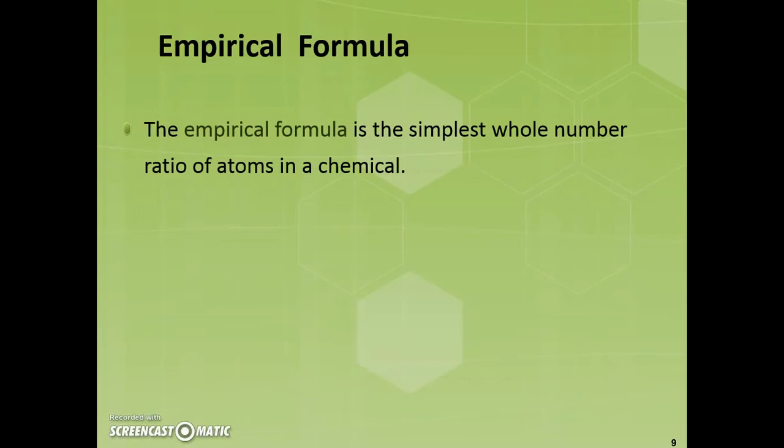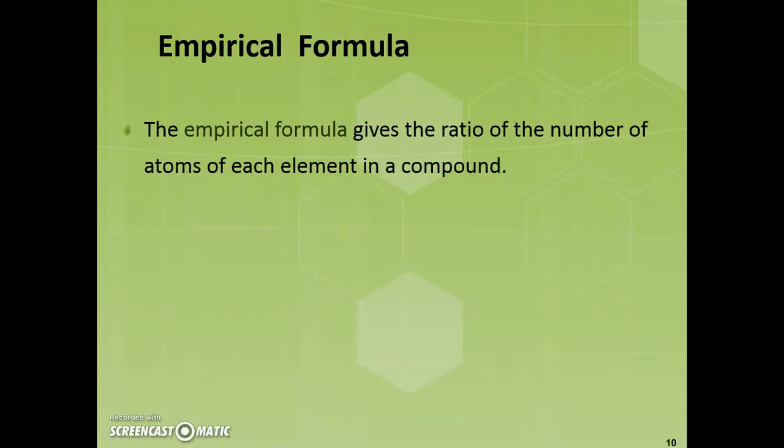Okay, and where are we headed with that? We're headed towards this idea of the simplest whole number ratio of given things. And of course, we're not going to continue talking about oranges and grapes. We'll talk about the atoms in a chemical. So this is an important definition. The empirical formula is the simplest whole number ratio of atoms in a given chemical.